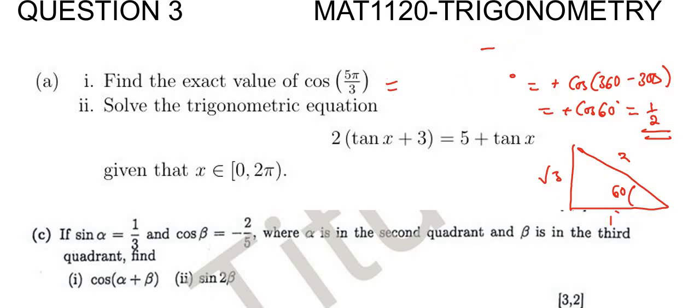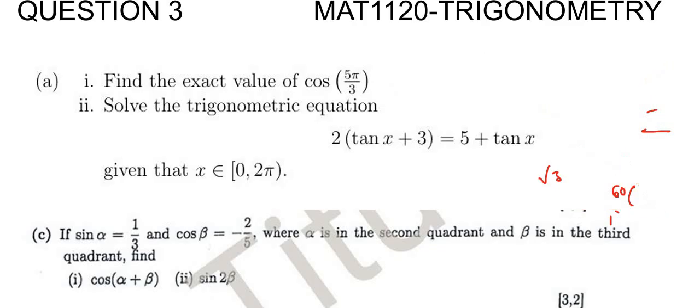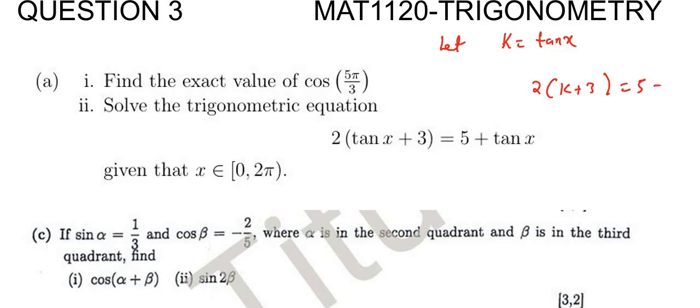Then the next one is an identity. It's in an equation form, but we have to first of all remember our knowledge of identities before we're able to evaluate this. Or in simpler ways, if you want to think of it, it's up to you, you can just let k be equal to tan x. That's the easiest way to do it. So this is going to be 2k plus 3 is equal to 5 plus k, right?